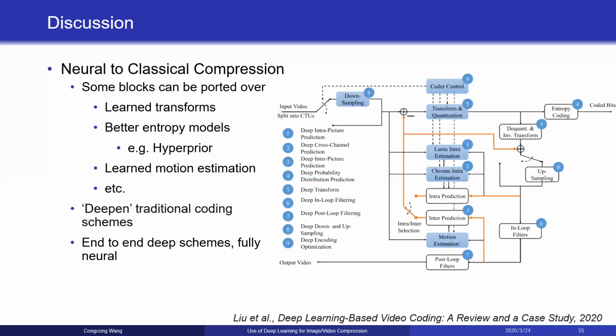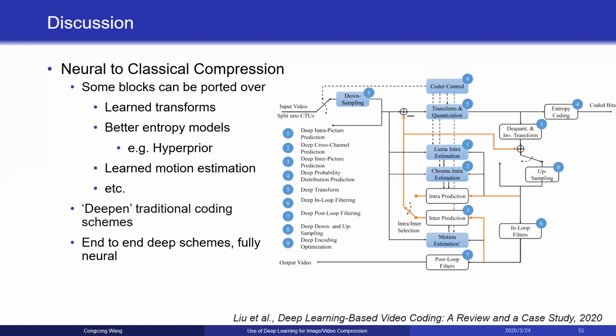As we discussed, some blocks can be ported over to classical compression, such as learned nonlinear transforms and learned better entropy models, especially the hyperprior-based entropy model, which improves performance impressively. And for video compression, learned motion estimation and motion compensation is a very important step to improve performance. And also deepening the traditional coding framework reaches some interesting results.